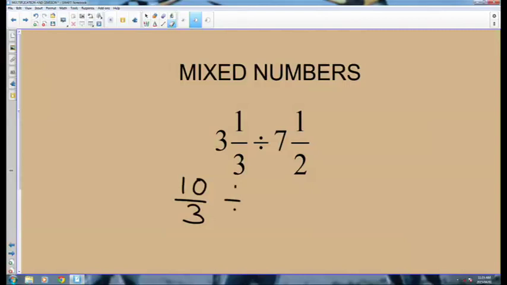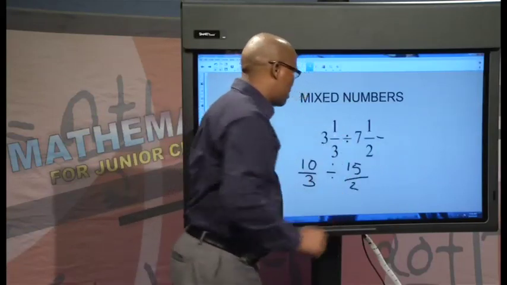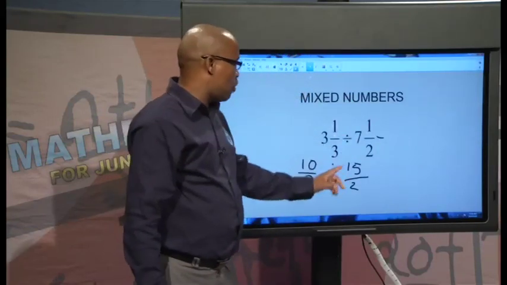Then divided by 2 times 7 is 14 plus 1 is 15 divided by 2. So we have managed to change the mixed number 3 1/3 into an improper fraction. And then we found that when you change this into an improper fraction, it will be 10/3 divided by 7.5. Change 7.5 into an improper fraction. When you change 7.5 into an improper fraction, you get 15/2.